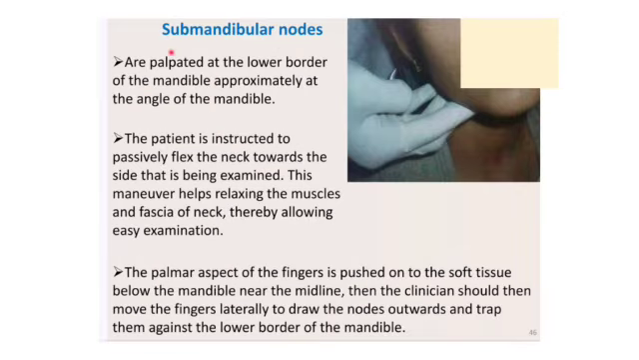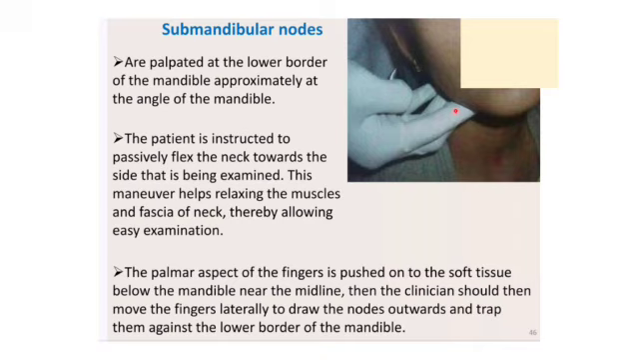Next is submandibular node examination. So there is a specific method to examine submandibular nodes. That is, they are palpated at the lower border of the mandible, approximately at the angle of the mandible, and the patient is instructed to passively flex the neck towards the side that is being examined. And this maneuver helps relax the muscle and the fascia of the neck, thereby allowing easy examination.